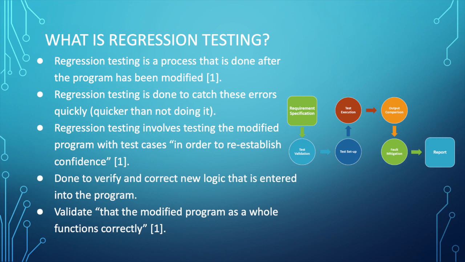Regression testing is a process that is done after the program has been modified. Many of us have compiled our code, added a new feature, and realized that it somehow ruined another part of the project. Regression testing is done to catch these errors quickly. Regression testing involves testing the modified program with test cases in order to reestablish confidence that the program will work as intended. This testing is done to verify and correct new logic that is entered into the program, and then validate that the modified program as a whole functions correctly.